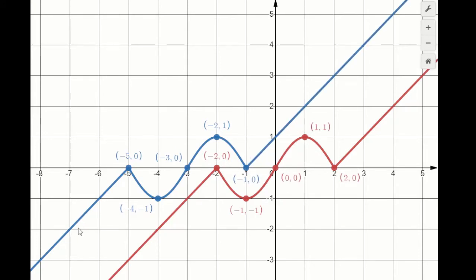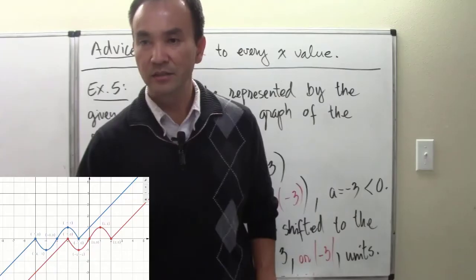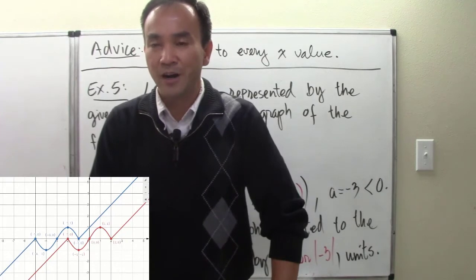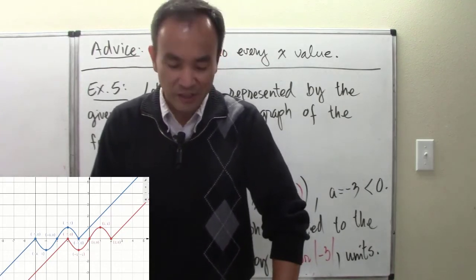So we use a straight edge here, and we just try our best to get that shape as a wave here. That's all it takes to get the graph done. All right, so two problems done throughout this example 5 right here.